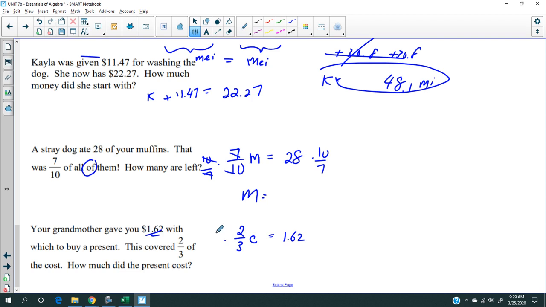So how do you solve it? Right, multiply by the reciprocal. Like that, and then whatever that is. Let me use a parentheses.